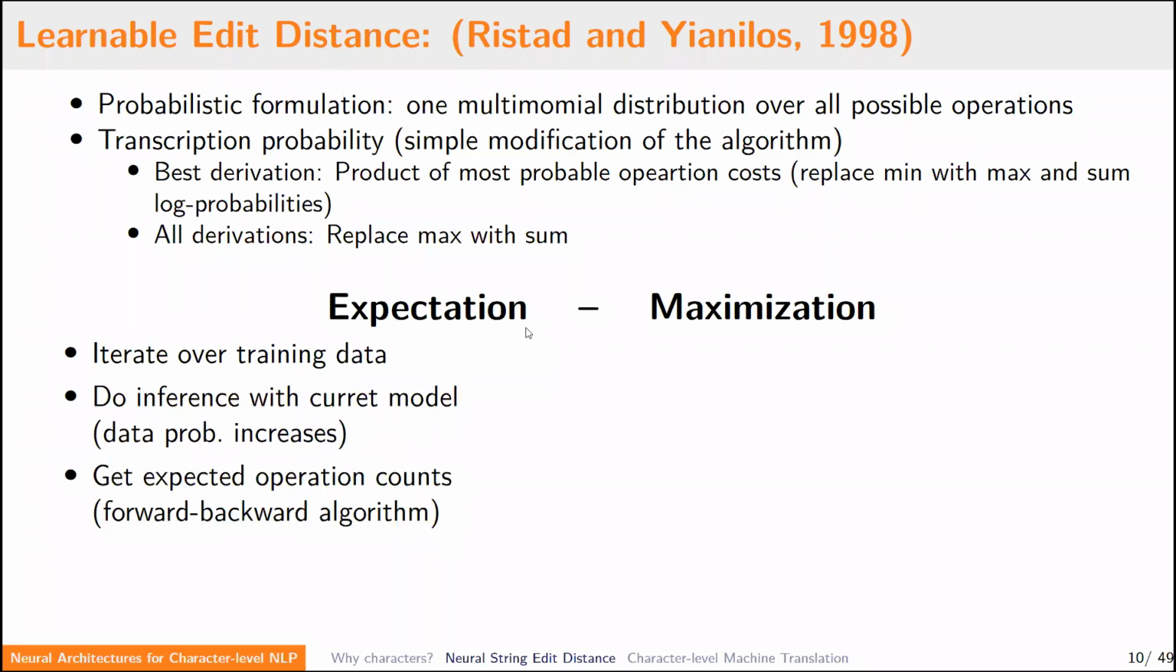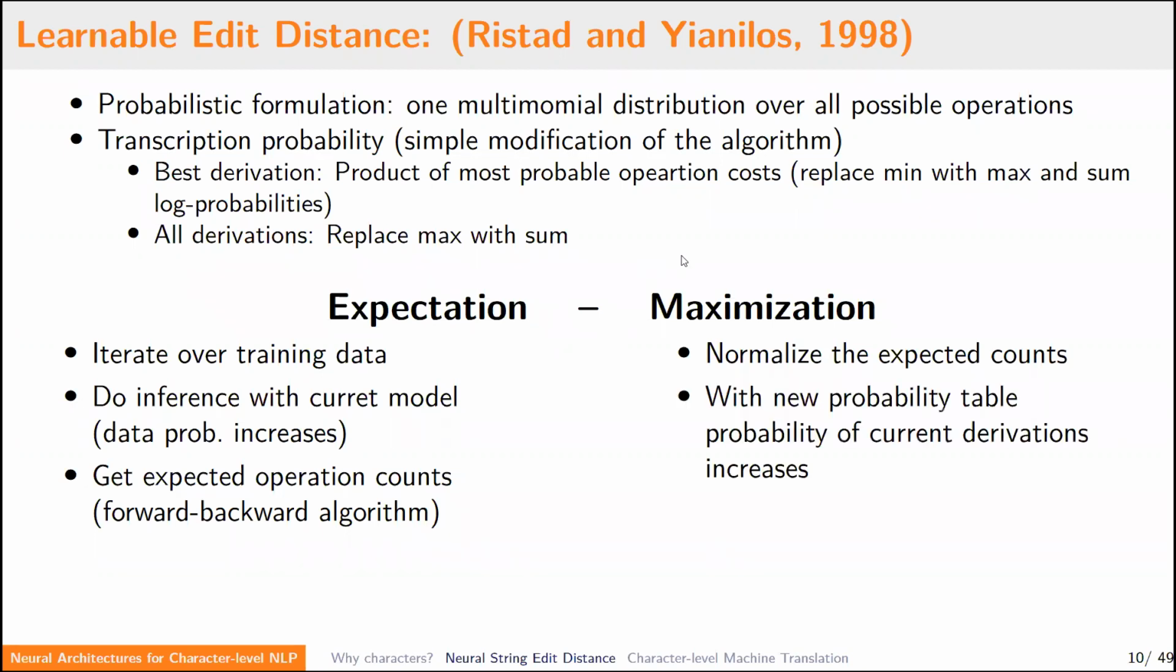And from this iteration, we can get expected counts of the operations using basically the same forward-backward algorithm as is used for hidden Markov models. And in the maximization step, we can normalize the expected counts and get a new probability estimate of what operations are probable and which are improbable.